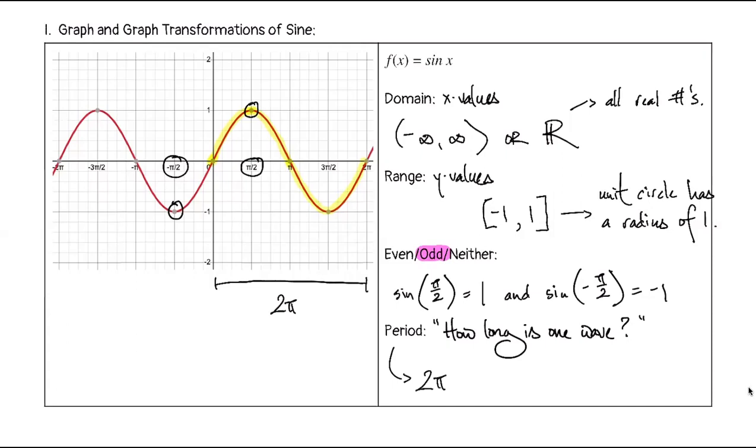Before we move on, let me ask you one more question, okay? Let's say I was trying to find the period and I wanted to trace one wave, and I trace this, that pink one. Is that one wavelength? Yeah, that's one wavelength too, okay?